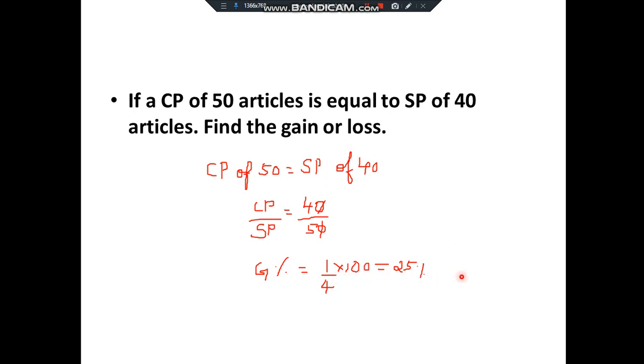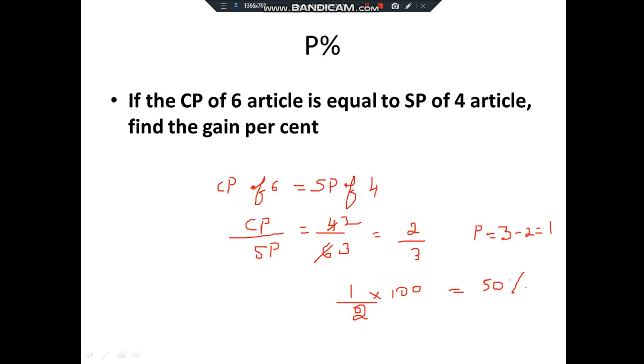Okay. Next question. If the cost price of 6 articles is equal to the selling price of 4 articles, find the gain percent. So CP of 6 is equal to SP of 4. So CP by SP is equal to 4 by 6, which is nothing but 2 by 3. Okay. So here it is again profit percentage. So find the profit. 3 minus 2, which is 1 rupee, is the profit. 1 out of the cost price, 2 rupees, right? So 1 by 2 for 100, which means 1 by 2 into 100, which is 50%.